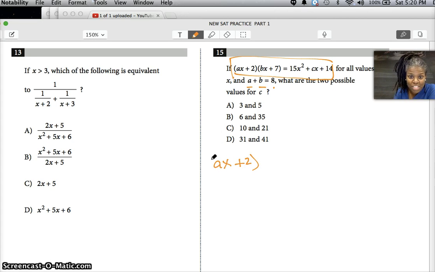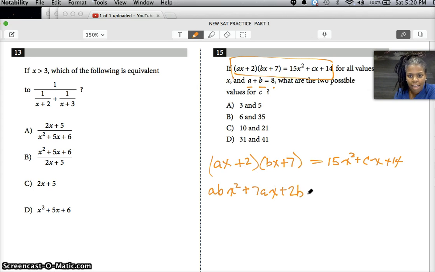I know I haven't given you the answer because I don't know the answer offhand, so I'm going to do it with you. Don't be mad. All right. So we get 15x squared plus cx plus 14. The distributive FOIL method tells me that I get ax plus b times x plus 2. When I multiply those together, I get abx squared. Ax times 7 is plus 7ax. 2 times bx is plus 2bx. And then 2 times 7 is equal to 14. So that's what I have here.